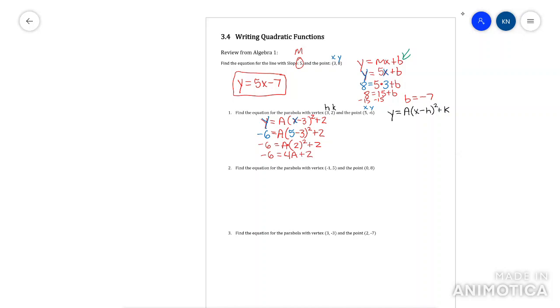And now it's a pretty simple equation to go solve. Just subtract 2 before you divide. So you're at -8 equals 4a. Now you can divide by 4 and get a equals -2. But just like the first one, that's not your answer. Your answer is the entire equation. So y equals -2 (x minus 3) squared plus 2. In your final answer, you need to leave x and y as x and y.